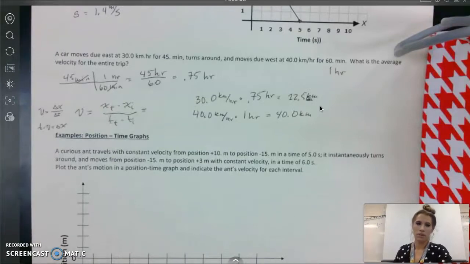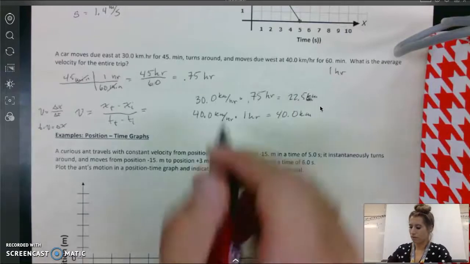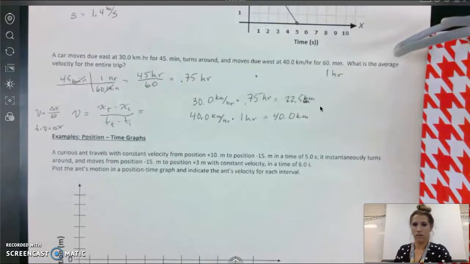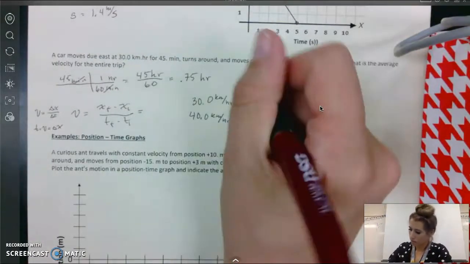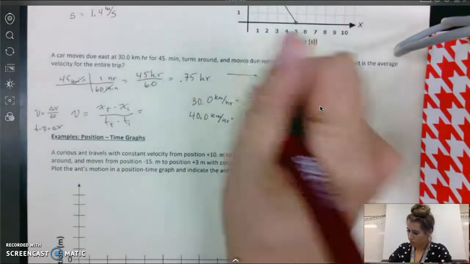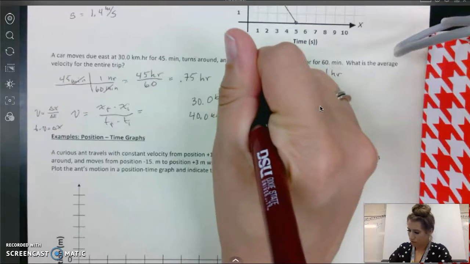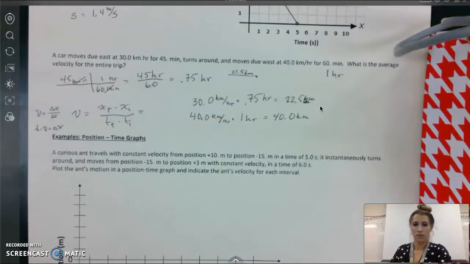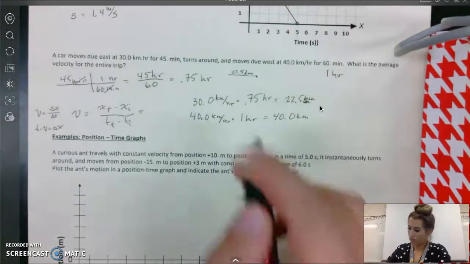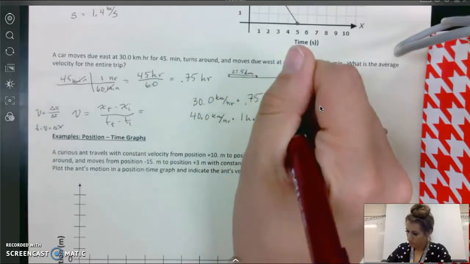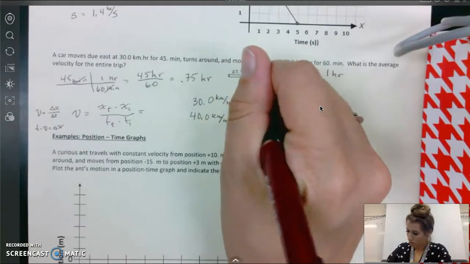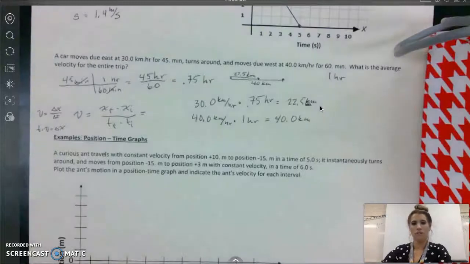So a car moves due east 30 kilometers an hour for 45 minutes. So if this is where we're starting, we're going to move 22.5 kilometers east. Okay, so we went 22.5 kilometers east. Then we turn around and we move 40 kilometers an hour for 60 minutes, which we said was 40 kilometers. So there's our 40 kilometers.